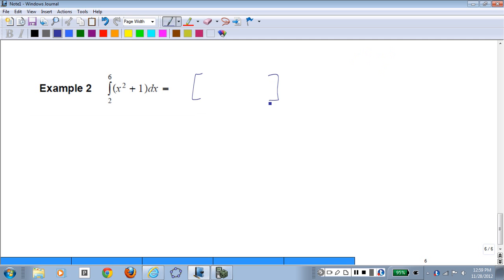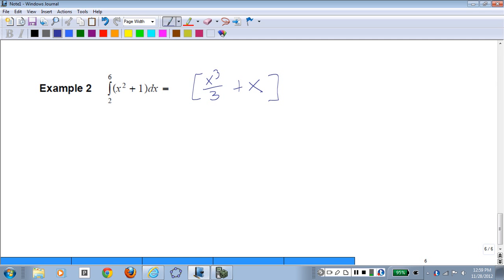We can integrate term by term. If we feel good about x cubed over 3, we can put that much in there. Plus x, take the derivative of x and get 1. We can toss in any other constant that we want, but I'm just going to leave it 0. And this would be an antiderivative for x squared plus 1.